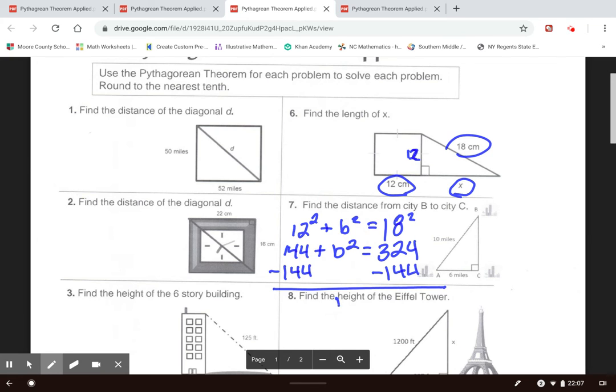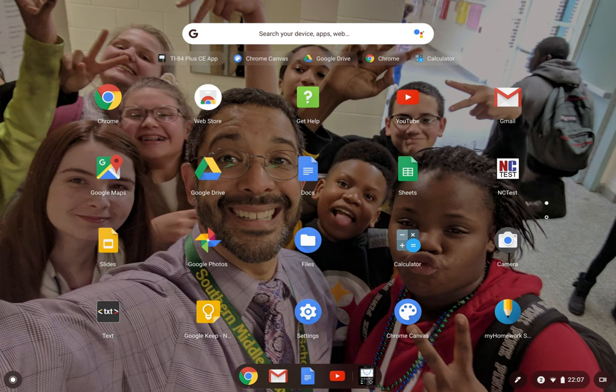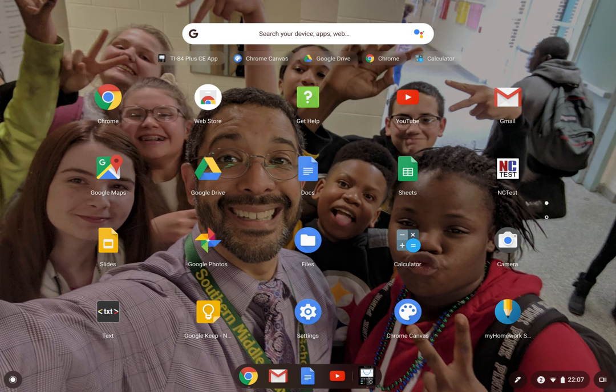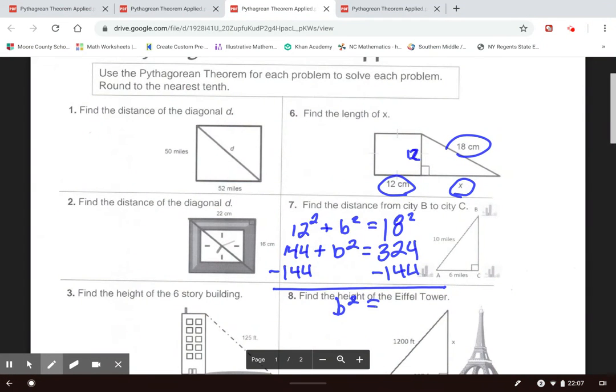So when I do that, I now have b squared. So 324 minus 144. That gives me 180. So b squared equals 180. So now I take the square root of both sides.